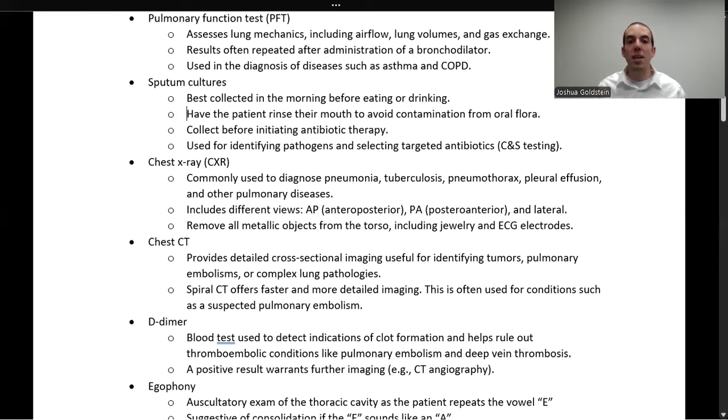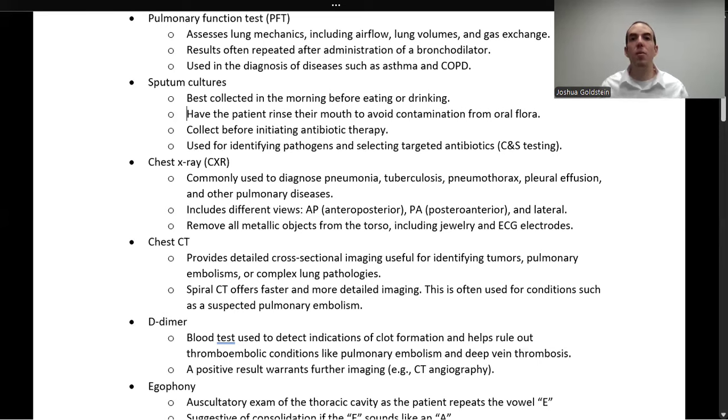Next, we have a D-dimer. A D-dimer is a blood test that's used to detect indications of clot formation. It looks for tiny little fragments that are associated with clots. And when we see that a D-dimer is high, that tells us there's a chance the patient's having a clot. When we see that it's low, it tells us that it's pretty unlikely that the patient's having a clot. It doesn't really diagnose. It sort of more helps us rule out.